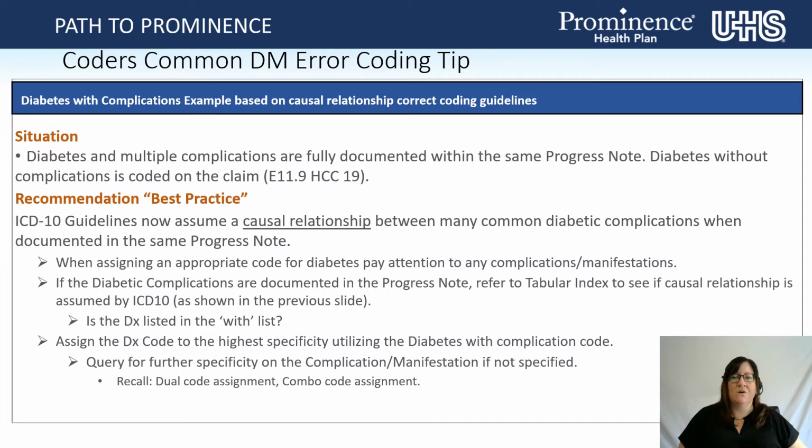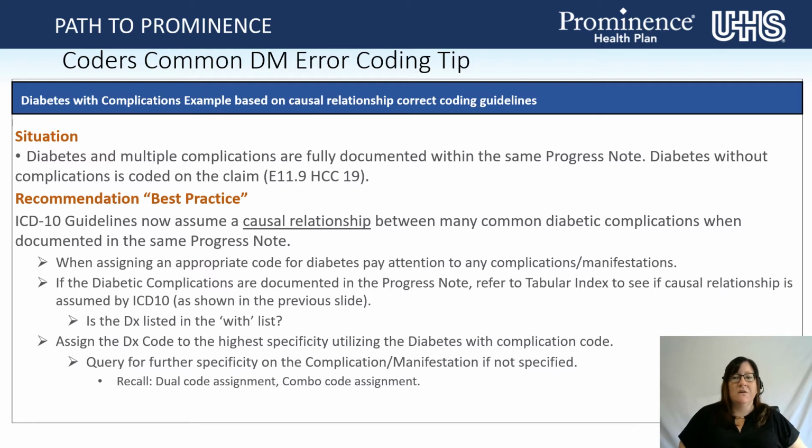same progress note. When assigning an appropriate code for diabetes, pay attention to any complications or manifestations. If the diabetic complications are documented in the progress note, refer to the tabular index to see if a causal relationship is assumed by ICD-10 shown in the previous slide. Is the diagnosis listed under with? Then you'll want to code it as a diabetic complication. Assign the diagnosis code to the highest level of specificity utilizing the diabetes with complication code.